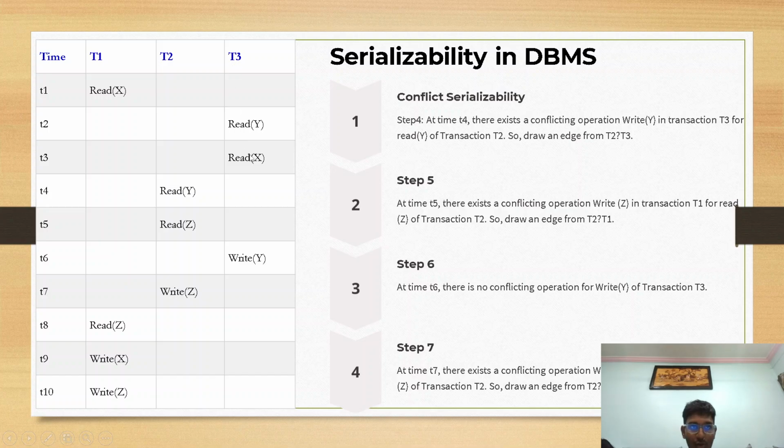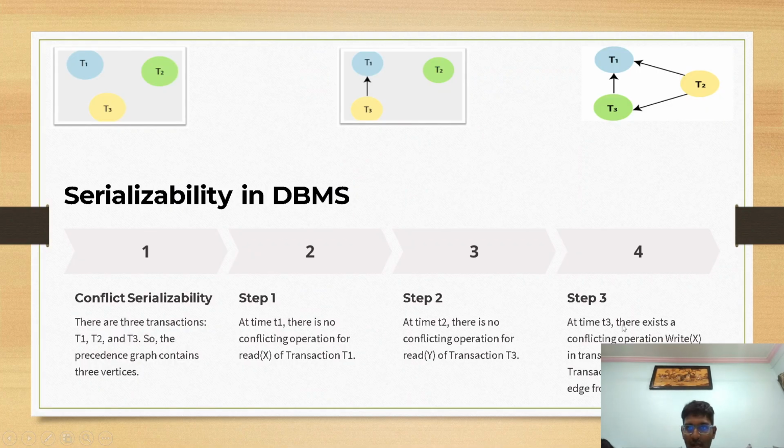But now when we talk about the read X operation in transaction T3, there is a conflict, which is write X in transaction T1. We know that read and write is a conflict pair. So here a conflict arises, and what we will do is draw an edge from T3 to T1. This was the earlier graph, and then we are drawing the edge from T3 to T1. Similarly, by following the same concept, we will complete the entire graph and the graph will look like this.